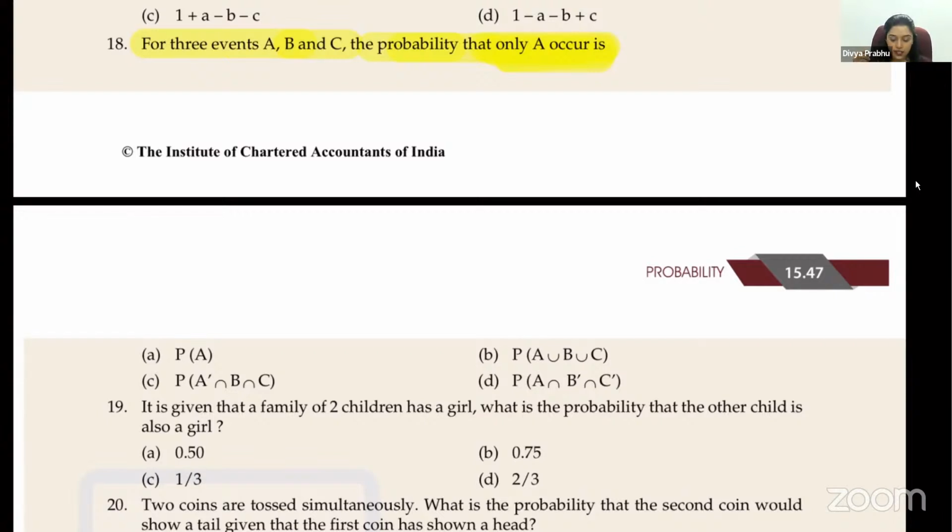Okay. So the right option is option D. You all are right. Option D is the right answer because here you can see only A is occurring. B is not occurring. C is not occurring, which means it is only A. So the right option is option D. Got it? A occurs, B does not occur, C does not occur. So this is the answer. Clear?